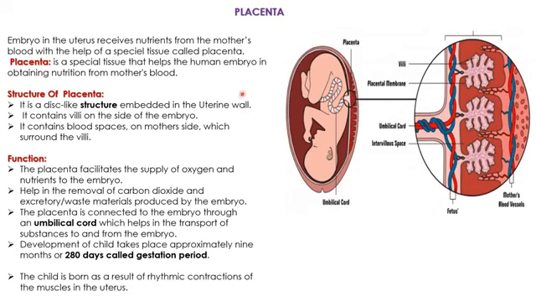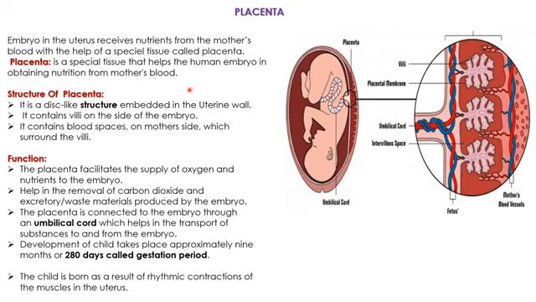Now what exactly happens? There are certain special tissues in the uterus that form the placenta. Now the placenta is a special tissue that helps the human embryo in obtaining nutrition as well as oxygen from the mother's blood.